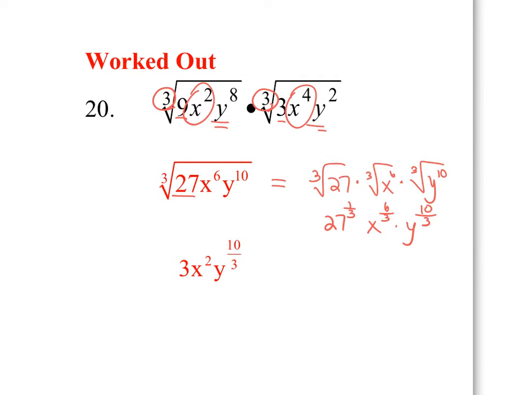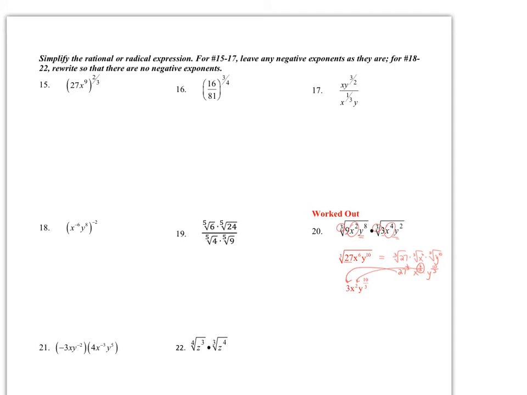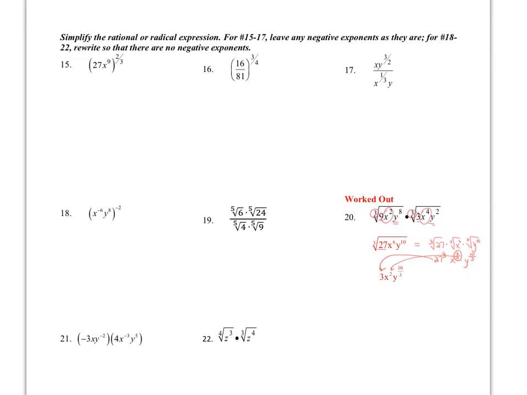Okay? The cube root of 27 is 3. 6 divided by 3 is 2. 10 divided by 3, there's nothing you can do with it. Okay? If you feel you can do any of these on your own, I would say pause it, try it, and see how you do as I go through it with explanation. I mean, that's the best way for you to try some of these.